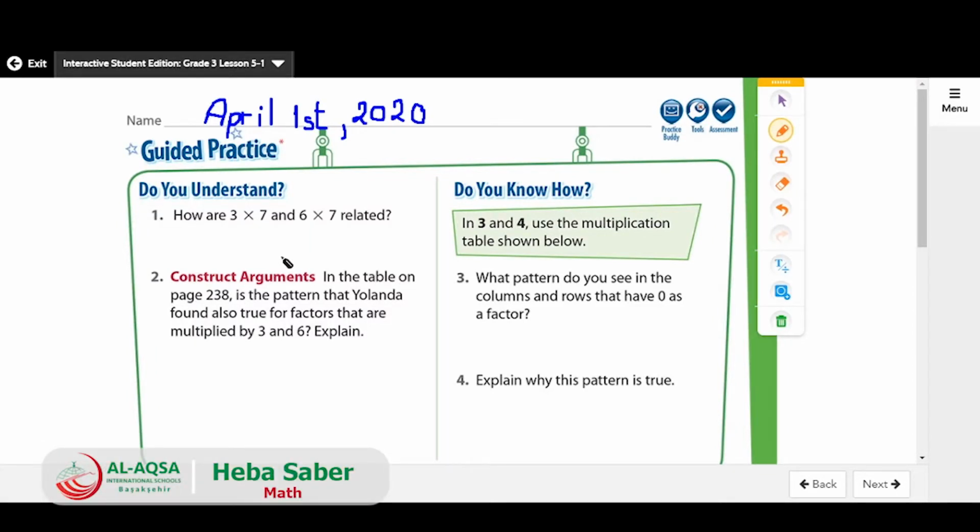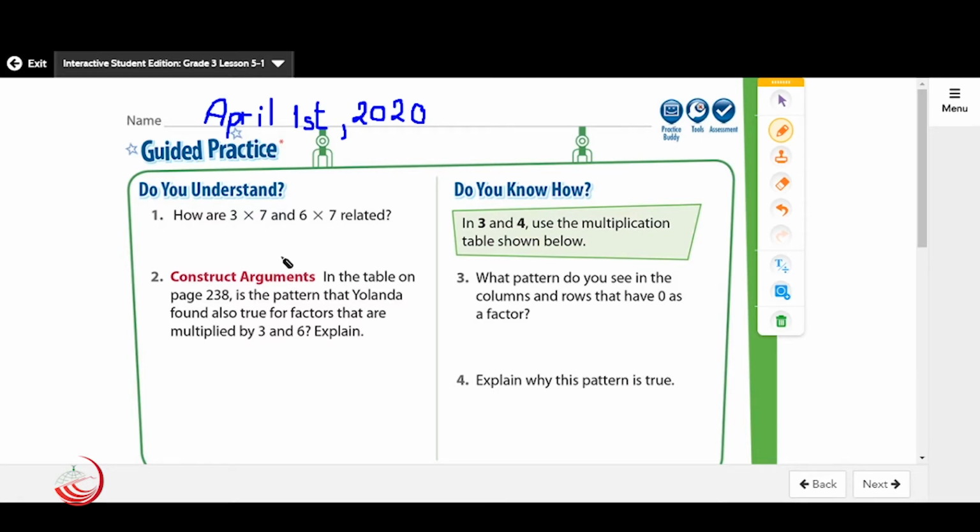Today we are continuing our lesson in math about patterns in the multiplication chart. We have explained in the previous video the multiplication table and how we can read it. Now we are practicing and strengthening our knowledge in the multiplication table. Here on page 241, I want you to write today's date on the top of the page as usual, and we start exercise number 1.